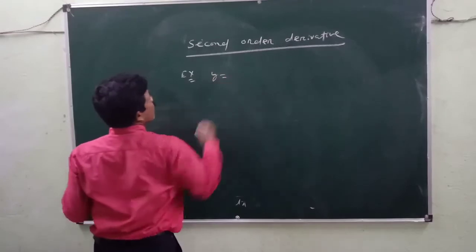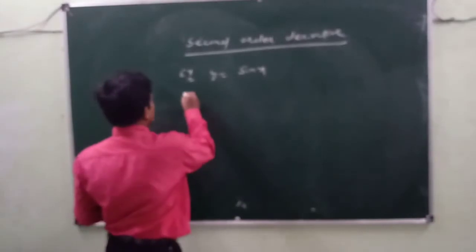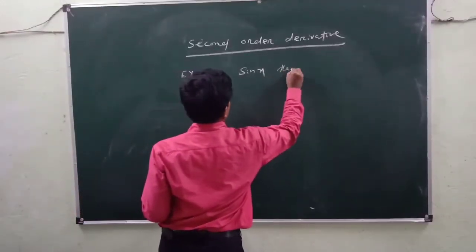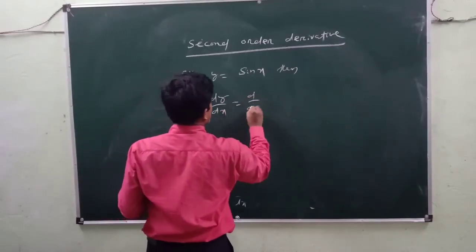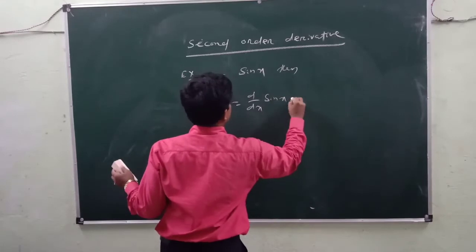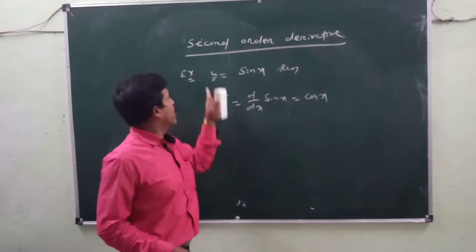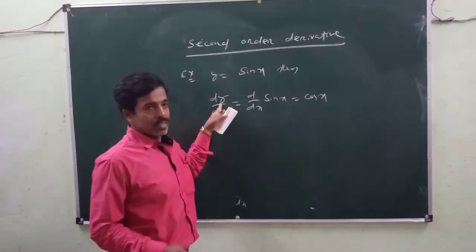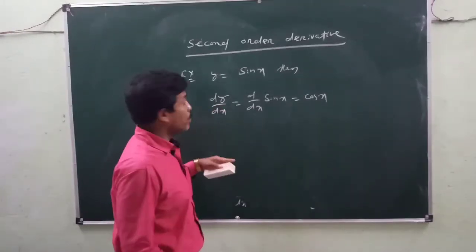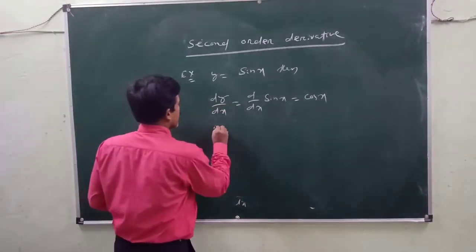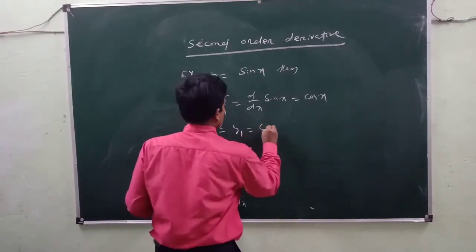For example, suppose I write y equal to sin x, then dy by dx equal to d by dx of sin x, it is cos x. That means here I find the first derivative of y. That means I take one time of a derivative, that will be called the first order derivative. I also write dy by dx equal to y1 equal to cos x.